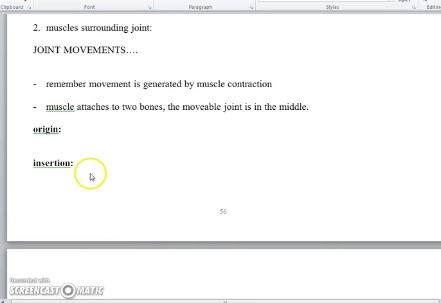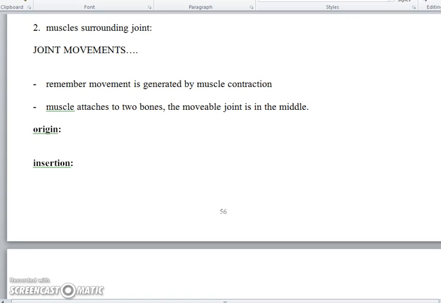Okay, so now we're getting ready to do joint movements. Movements are generated by muscle contraction. If a muscle is going to make something move, it usually, not always, attaches to a couple of bones, and you've got a movable joint in the middle. These terms describe the attachment points of the muscles and how much they move.